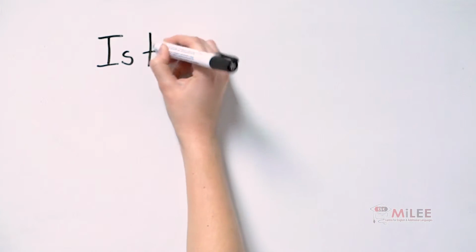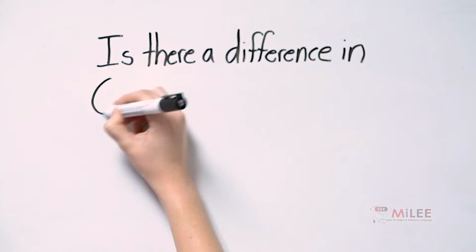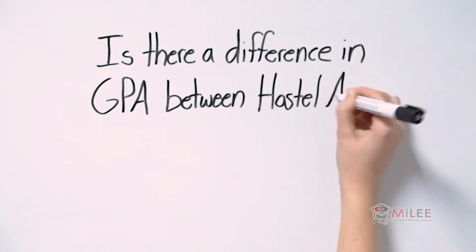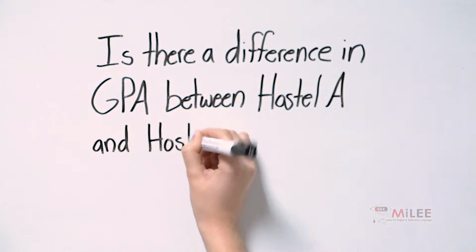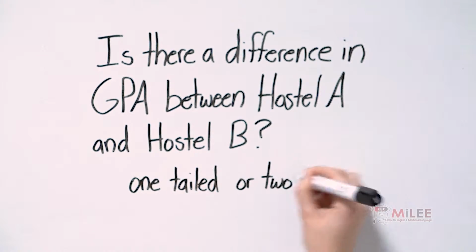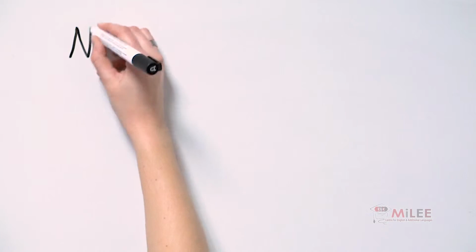So let's go back to our hypothesis that we want to test and look at the question. The question is, is there a difference in GPA between Hostel A and Hostel B? So what kind of test will we need? One-tailed or two-tailed? Correct, we would need a two-tailed test.